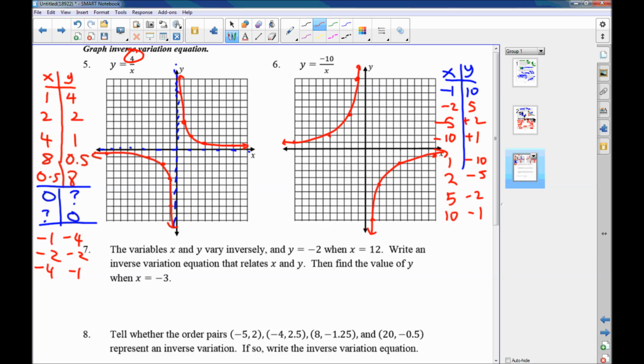Okay. And then we still need to draw our asymptotes, because these graphs are never going to be able to cross our axis, because there's nothing I could pair with 0, whether I made x or y be 0. All right. So what happens is, if we have a positive constant of variation, we get our branches of the graph in quadrant 1 and quadrant 3. If we have a negative constant of variation, we get our branches in quadrant 2 and quadrant 4.